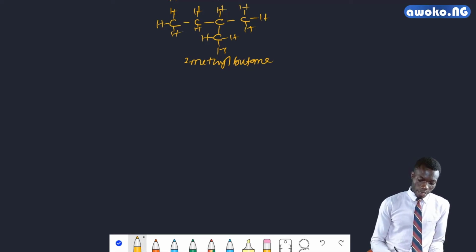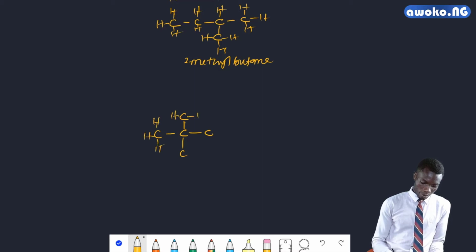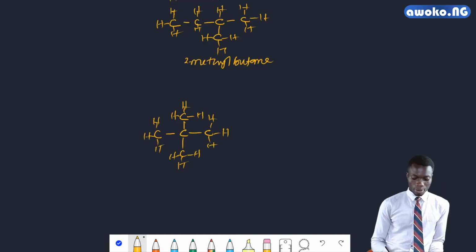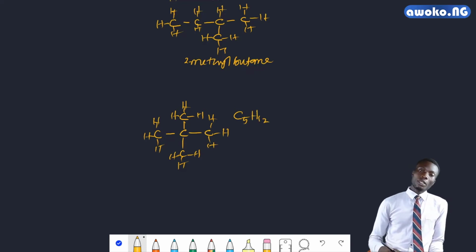Another isomer of pentane you can have is this. This is another isomer. Now, we can see that this is having 5 carbons. We have 1, 2, 3, 4, 5 carbons. So we have C5, and the number of hydrogen is 3 here, 6, this is 9, and this is 12. So we have H12. So you can see that they all have the same molecular formula but different structures.